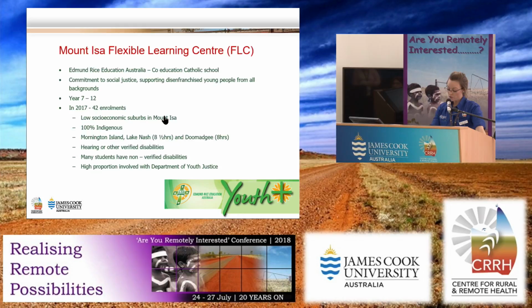Most of the young people are not from Mount Isa and instead come from areas such as Lake Nash and Doomadgee and Mornington Island, and have either verified or non-verified disabilities such as hearing and learning impairments that further impact their engagement at school. And in many instances, these kids are cycling through that revolving door of the Department of Youth Justice, seeing lots of nodding heads.